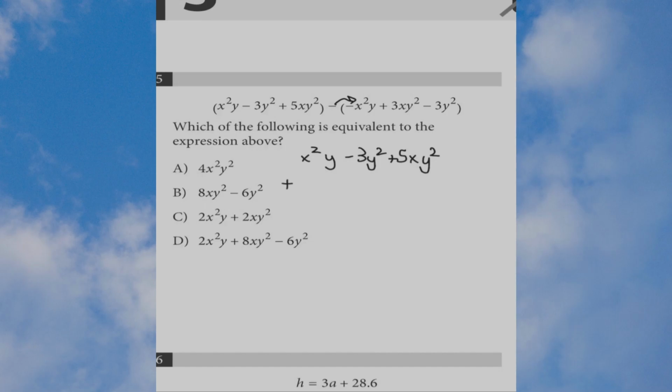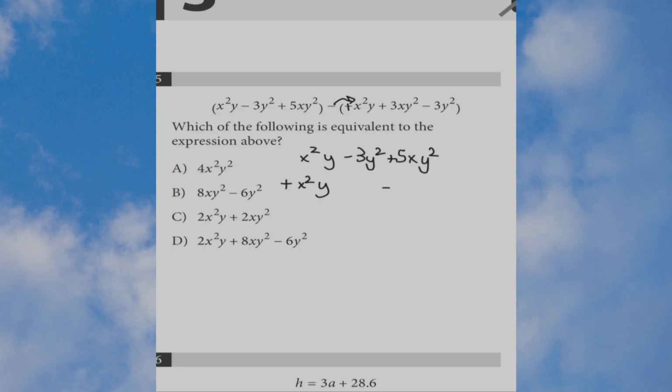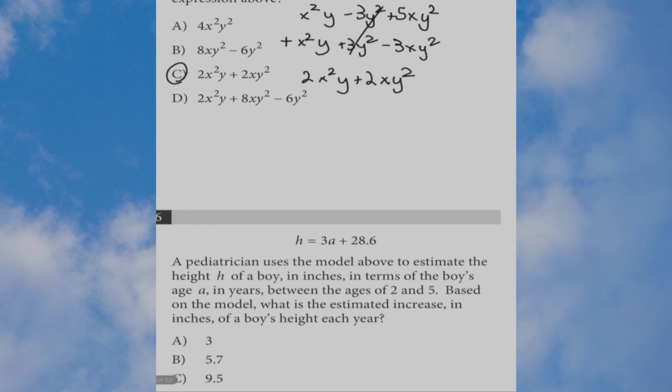because it's easier to work with addition, negative x squared y, because the two negatives cancel out and become a plus, minus 3xy squared, as the addition becomes a negative, and then we turn the minus 3y squared into a plus 3y squared. We see here that we lose the y squared. We get 2x squared y, and then the 5 minus 3 would result in a positive 2, so it'd be plus 2xy squared. And when we look at our answers, we can see that C is the correct answer.